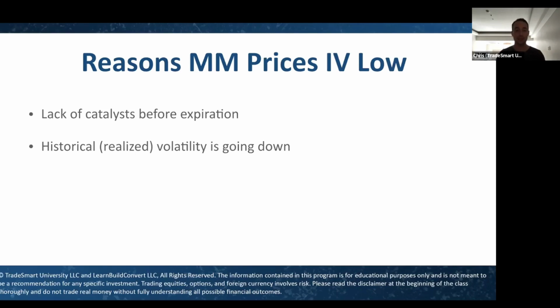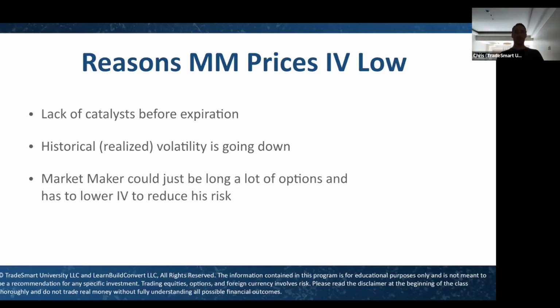The other reason could just be that historical, meaning realized, volatility is going down. As realized volatility goes down, necessarily we're going to decrease implied volatility, because generally that means you had a stock that was moving a lot and is starting to get quieter. And so market makers are going, okay, the stock used to move a lot. It's getting quieter. So we have to assume that it's going to continue to stay quiet until something happens, until there's an event or a catalyst that is going to move the price.